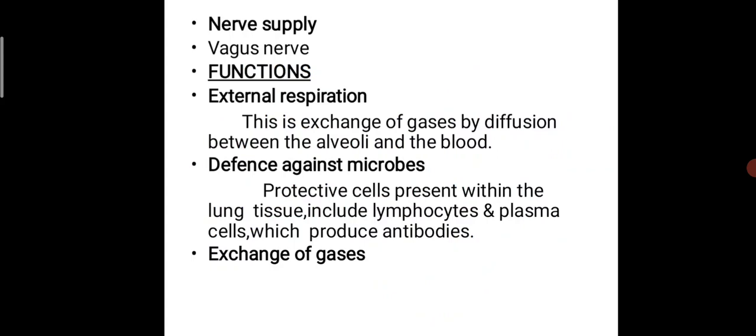Then defense against microbes. As the lung or bronchial tree contains various lymphocytes and phagocytes, which produce antibodies, if any foreign particle enters the lung, they kill it to prevent harm. Then exchange of gases, this is an important function.